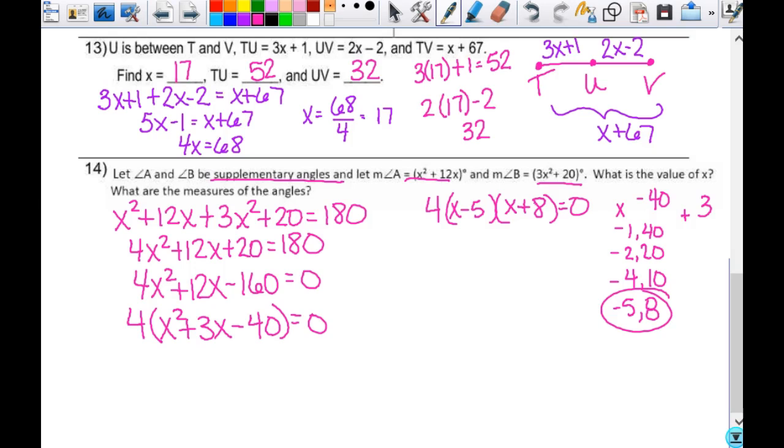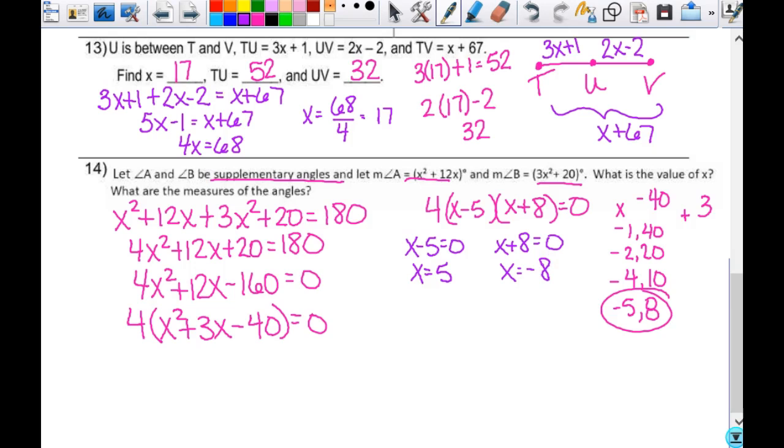So to solve it, I set each one of these equal to 0. Notice I still have this and this. That's what makes it the factored form. So then I do x minus 5 equals 0 and x plus 8 equals 0. So x equals 5 and x equals a negative 8.